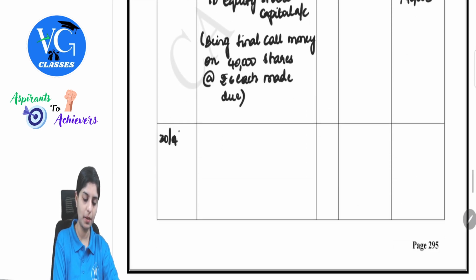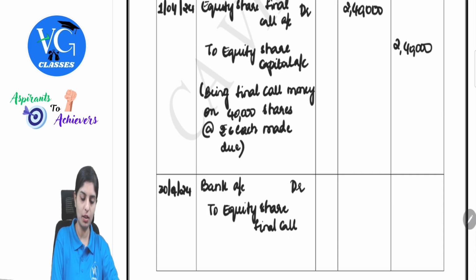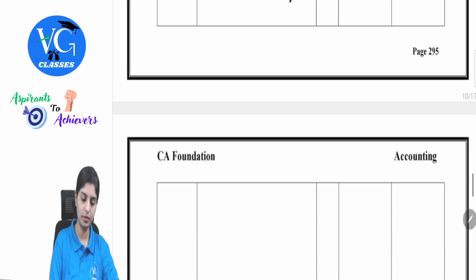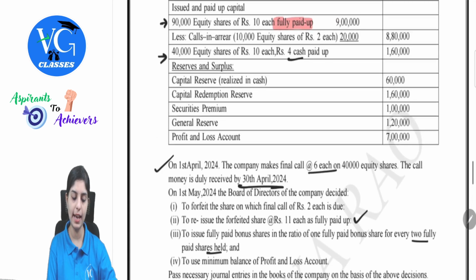Next, this call money was received by 30th April. So on 30th April 24, what will be the entry? Bank account debit to equity share final call account, 2,40,000. Being final call money received. So this was the first arrangement wherein we called and we also received.